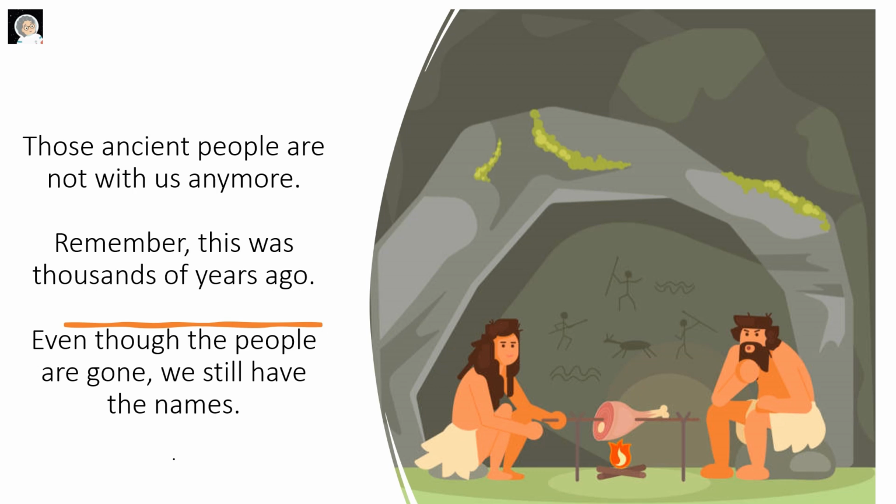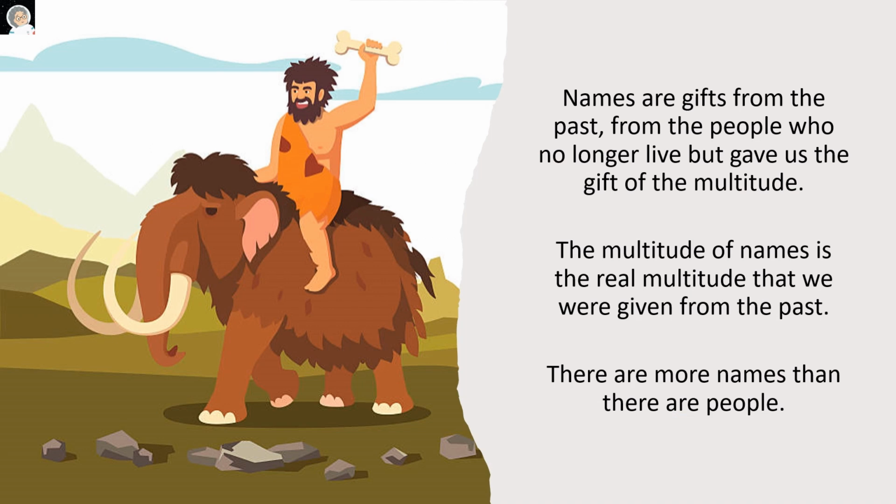Those ancient people are not with us anymore. Remember, this was thousands of years ago. Even though the people are gone, we still have the names. Names are gifts from the past, from the people who no longer live, but gave us the gift of the multitude. The multitude of names is the real multitude that we were given from the past.